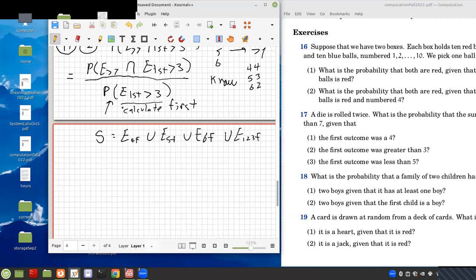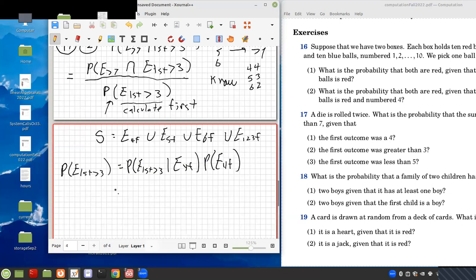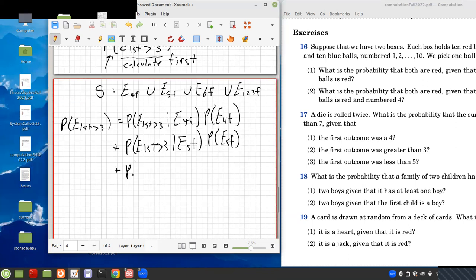So we can divide this up, using the law of total probability: the probability of E first greater than 3 is going to equal the probability of E first greater than 3, given that the first one is a 4, times the probability of E4F, plus the probability of E first greater than 3, given E5F, times the probability of E5F, plus the probability of E first greater than 3, given E6 first, times the probability of 6 first.